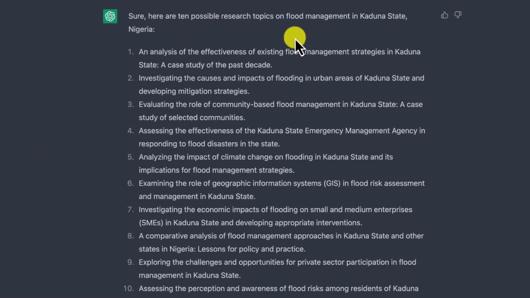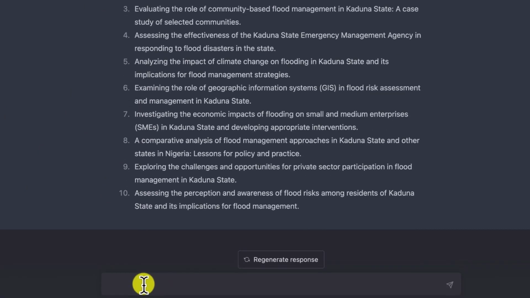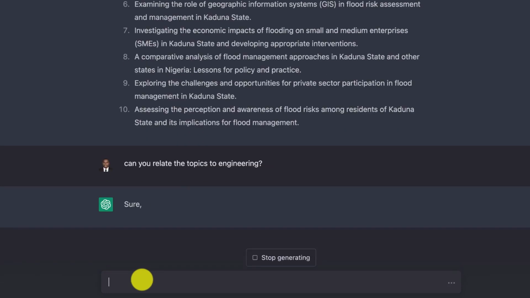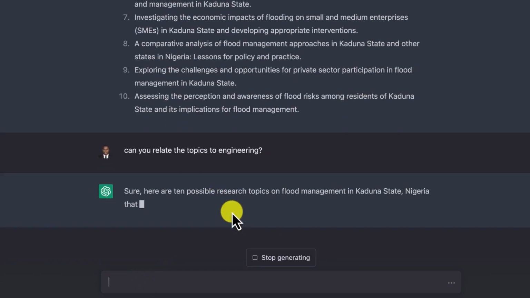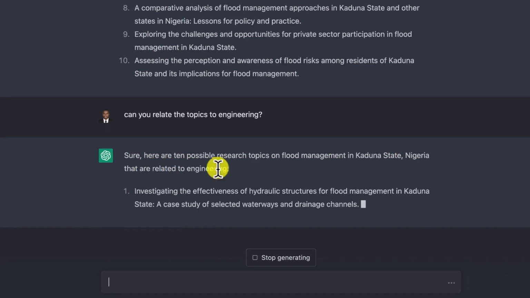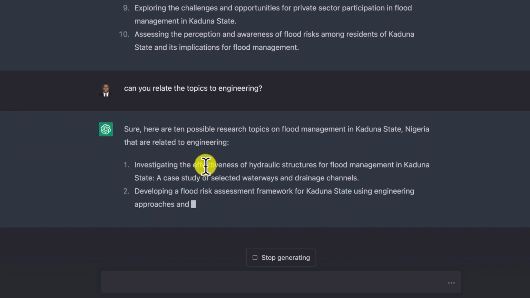Like now we've asked it to give us this, and in Kaduna State, we can say it should give us answers that are related to maybe an engineering perspective to flood mitigation. Can you relate the topics to engineering? So you can see, can you relate the topics to engineering? Here are 10 possible research topics for flood mitigation in Nigeria that are related to engineering. You can see it captures the engineering terms.